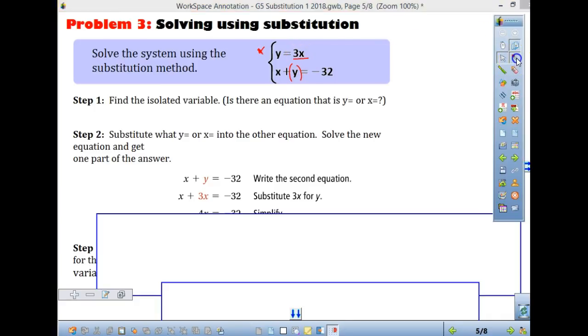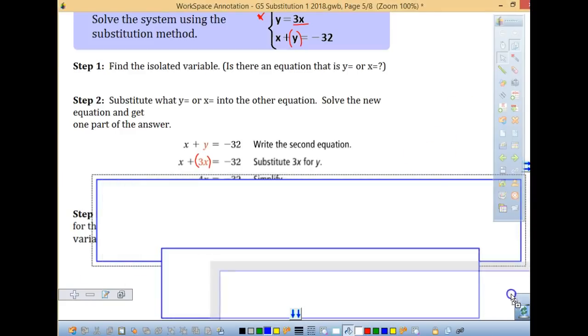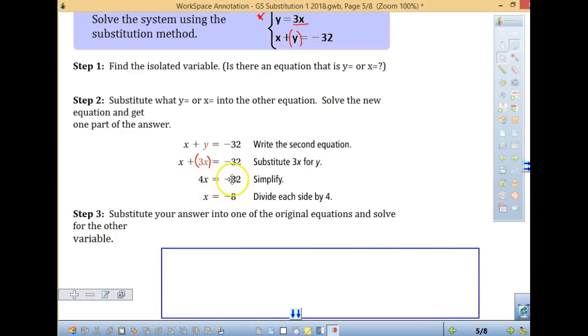Now, they didn't put it in parentheses, and I would recommend parentheses because sometimes there's a number in front of that y and you have to use the distributive property. In this case, there wasn't, so we can just add our like terms, and as we add those like terms together, we have 4x equals negative 32. We are going to divide both sides by 4 to solve. Negative 32 divided by 4 gives us negative 8.